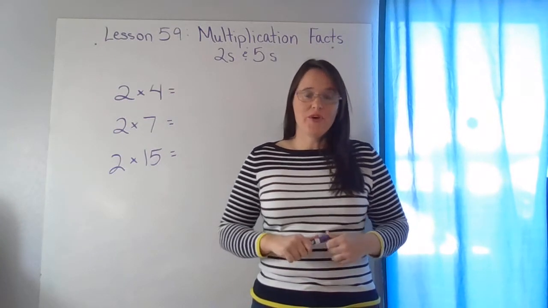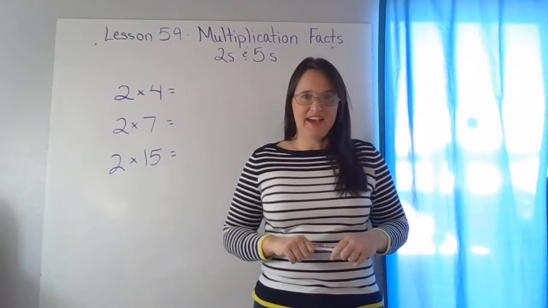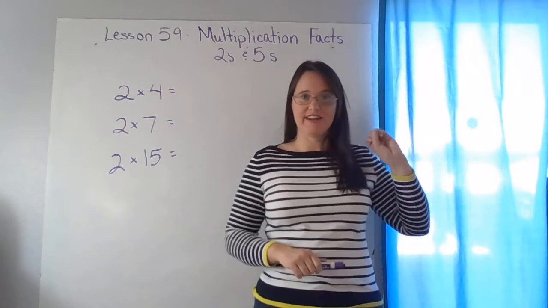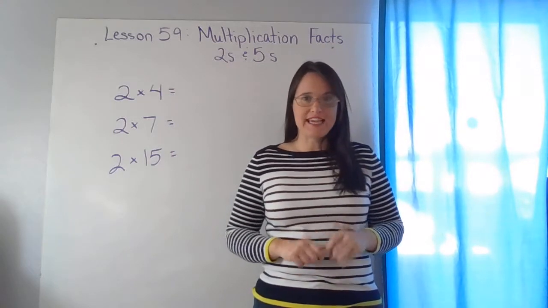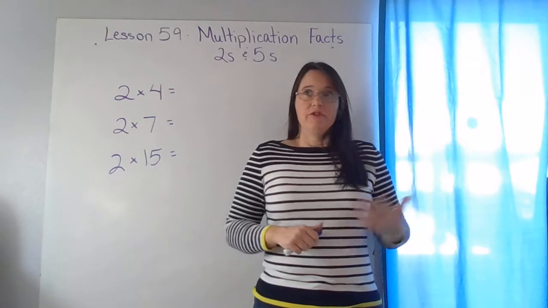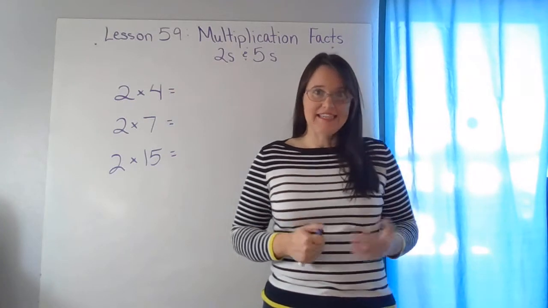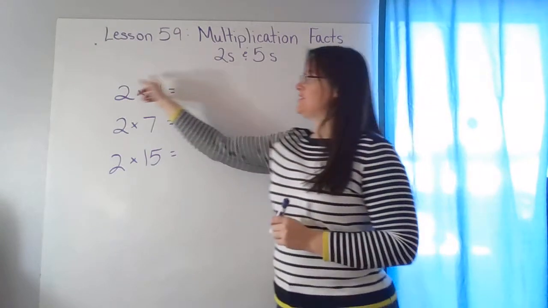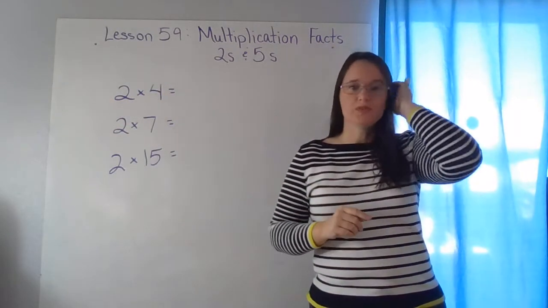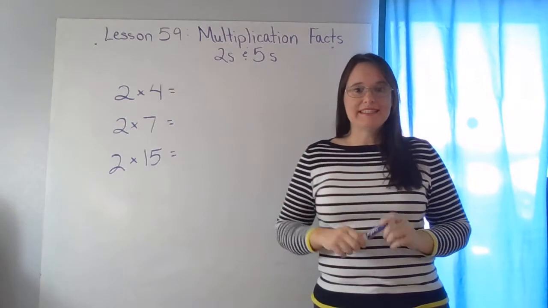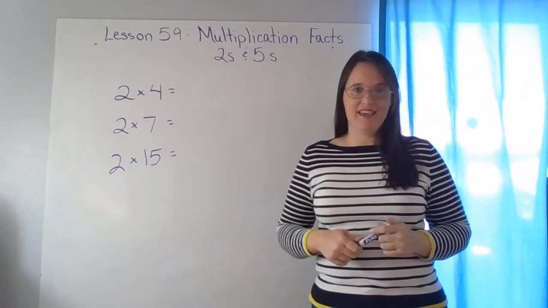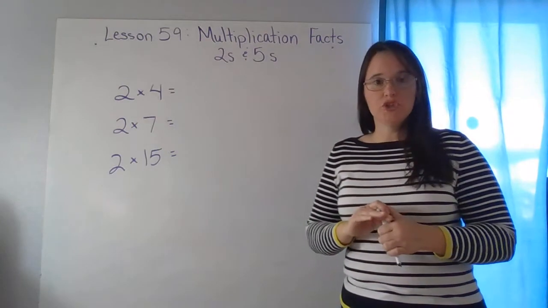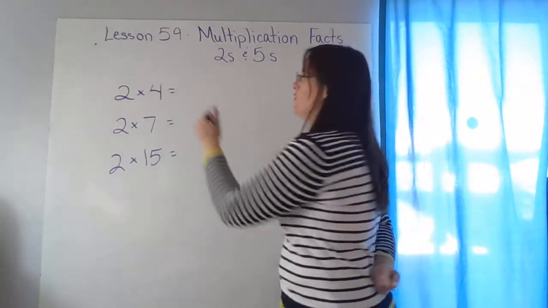Now, I know that you guys have your doubles facts for addition memorized. I can give you 6 plus 6 and you're going to shout out 12, 10 plus 10, 20, 4 plus 4, 8. So knowing those doubles facts with addition helps you with your 2s for multiplication because it's essentially the same thing. If I'm saying 2 times 4, I'm looking at 2 groups of 4.